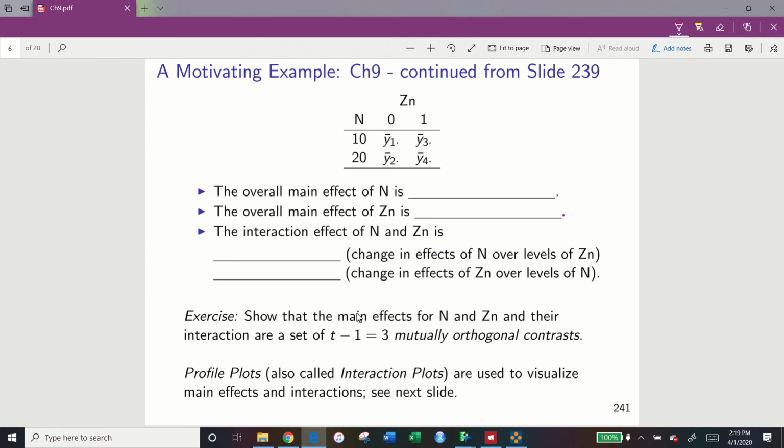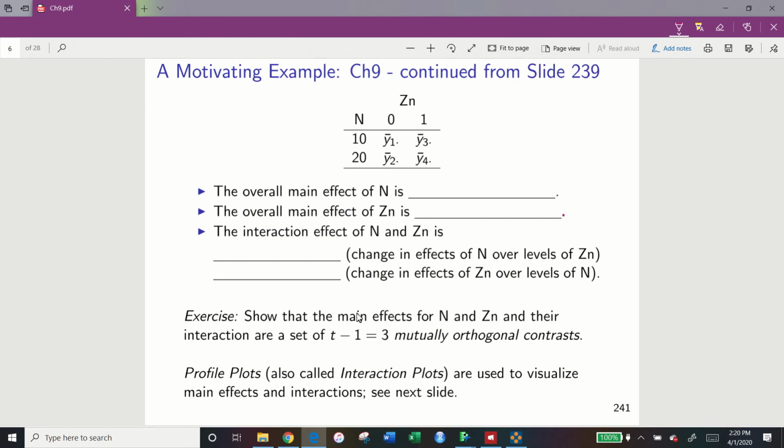So continue looking at our motivating example. We have now rearranged our data to have our nitrogen on the y-axis with 2 levels and our zinc on the x-axis with its 2 levels, with our factor level means in the center of our charts. So right now, let's talk about how we can have these main and interaction effects on our response.